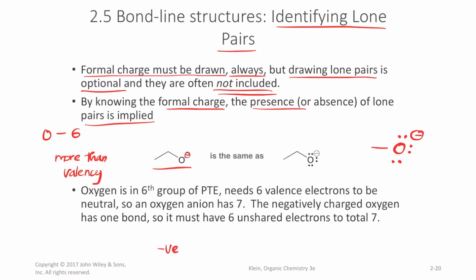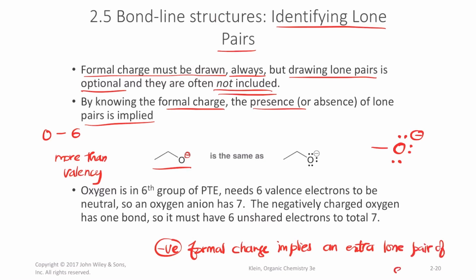So negative formal charge implies an extra lone pair of electrons. So this is the idea behind a negative charge. A positive charge does not represent this. Positive charge and lone pair do not have anything to do with the original structure.